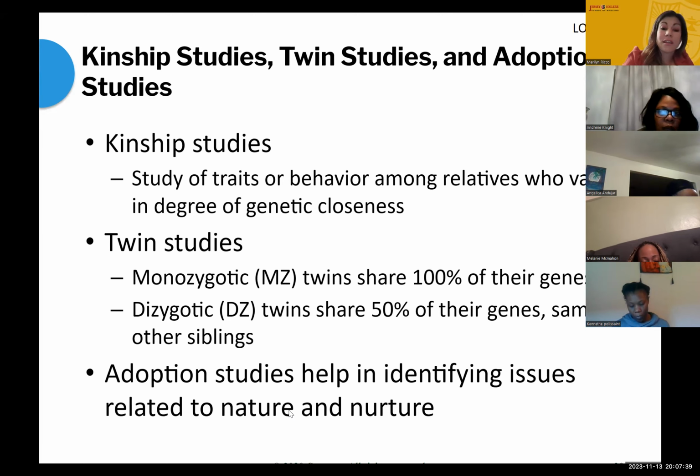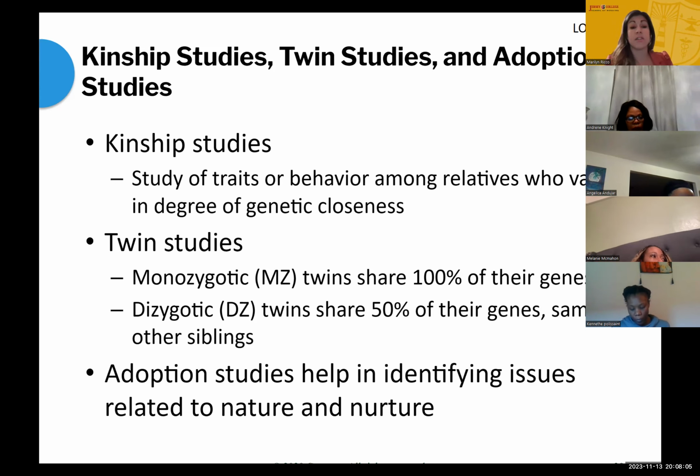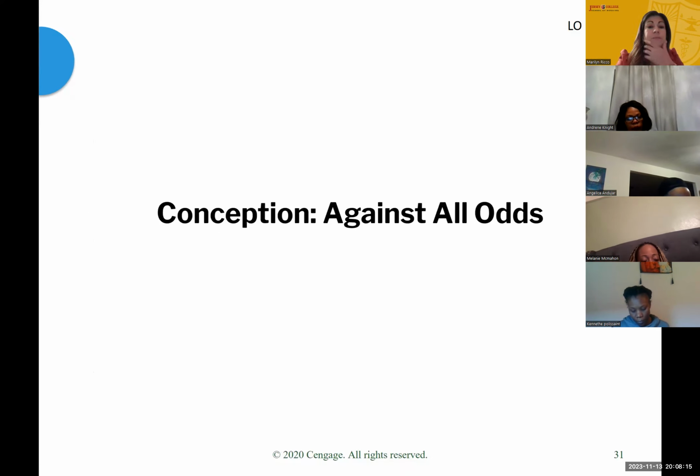And then adoption studies help in identifying issues related to nature and nurture, right? So we talked about nature and nurture. Nature is natural, and nurture is the environmental factors, right? We nurture our children. So when they do adoption studies, they're studying children who were placed in different homes, when their environments changed, versus children who are born into one household and stay there. Lots of different studies can show different changes in nature and nurture.